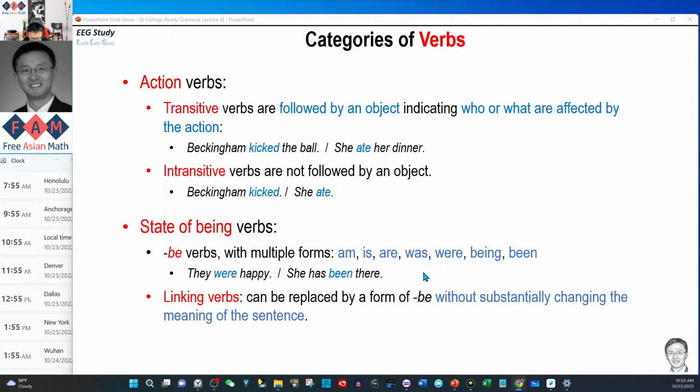Okay, what exactly is a linking verb? That's what we'll start next. The test is, if you can replace them with a be verb and the sentence still carries very close or similar meaning, subject to certain minor modifications, then you know you have a linking verb. But more importantly, to tell that a linking verb is not an action verb, we examine the words after the linking verb.